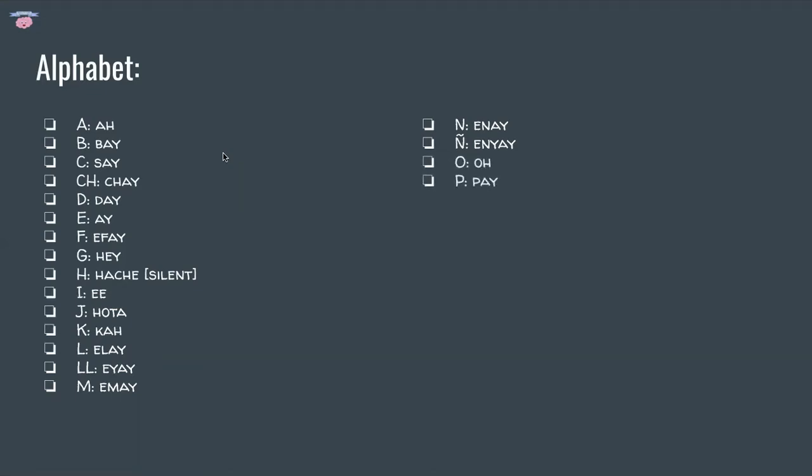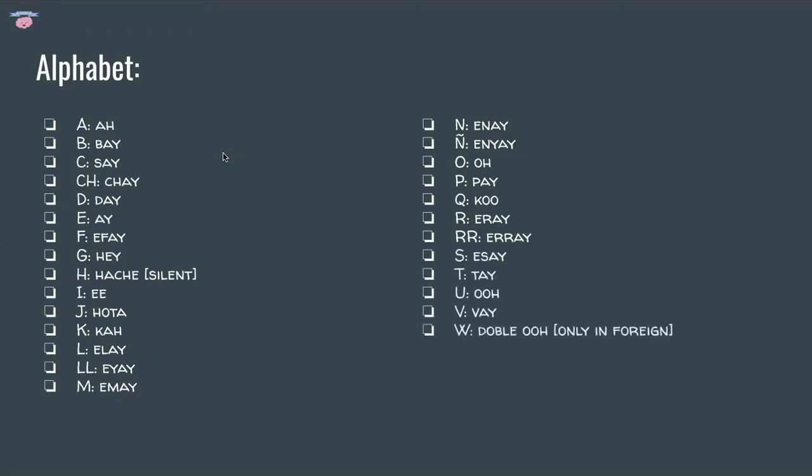O, P, Q, R. 2 R's consecutively is R. Try to roll your tongue when you do it. R. S, T, U, V, double U. And W is only used in foreign words like waffle. X is X, Y, and Z. Y in a word is usually pronounced as E, like I.